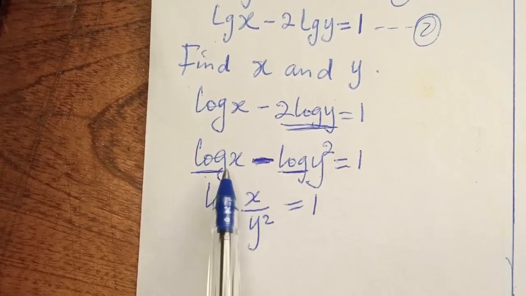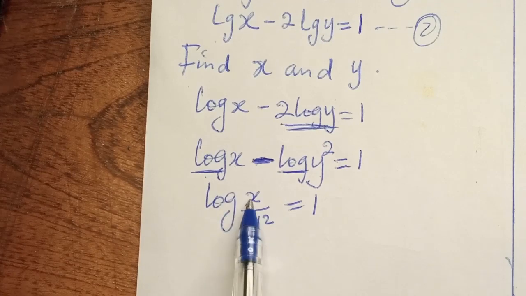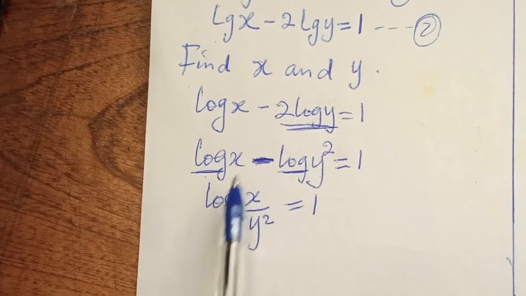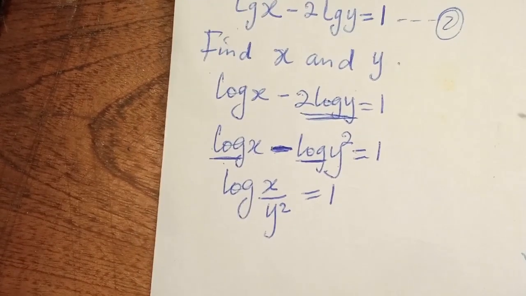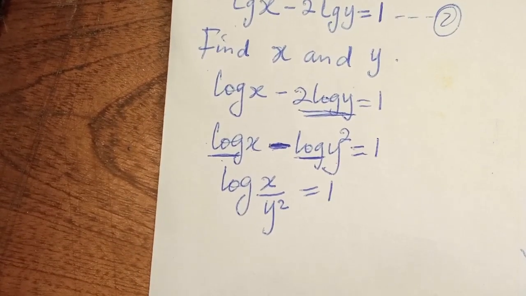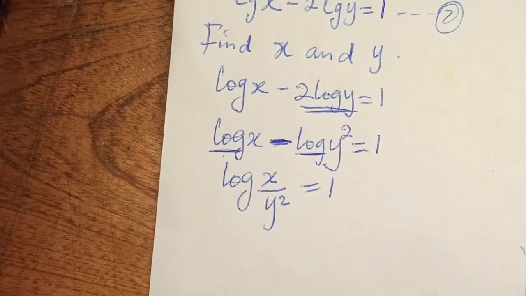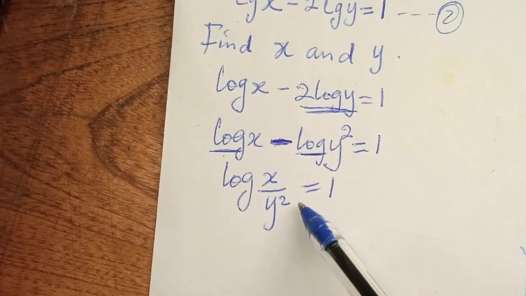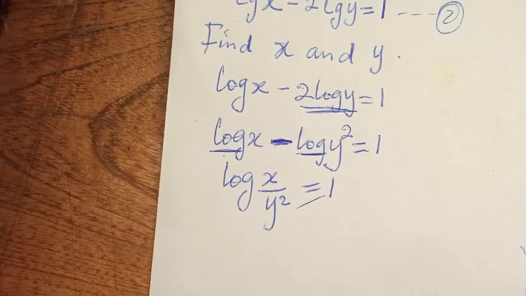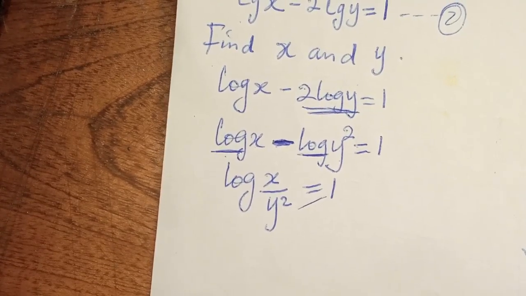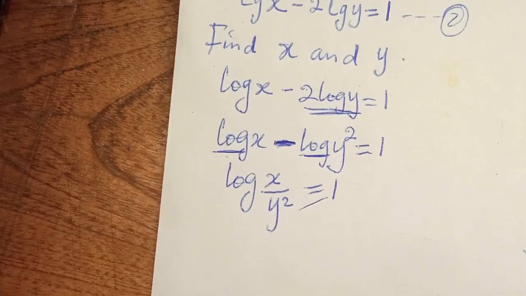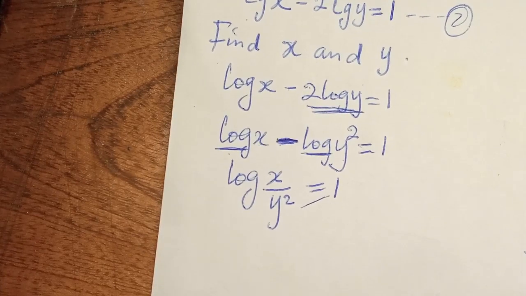You can see this x is here, the log of x, then this y squared is here. Since both are expressed in log, it is equal to 1, as you can see. Now we have log of x over y squared is equal to 1. Putting it in simple terms, we have log of x over y squared.